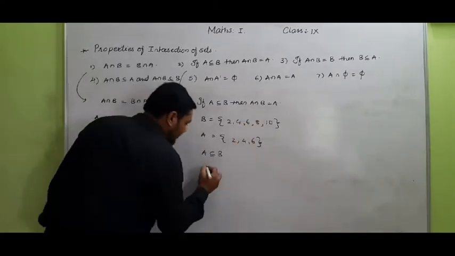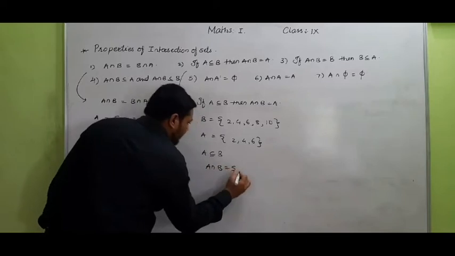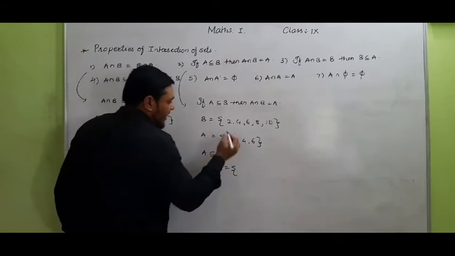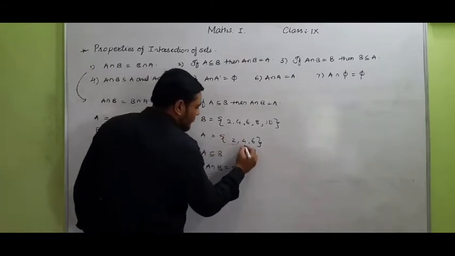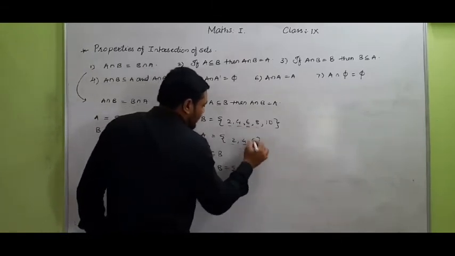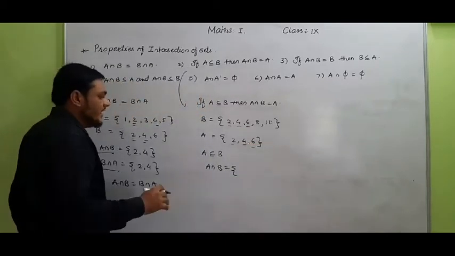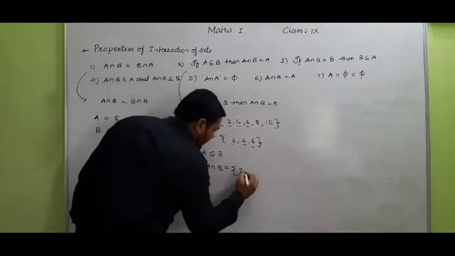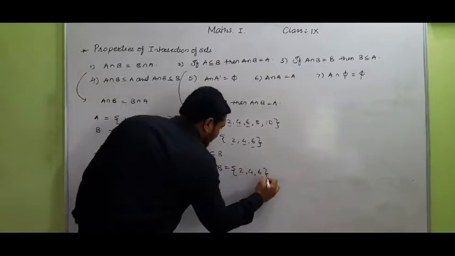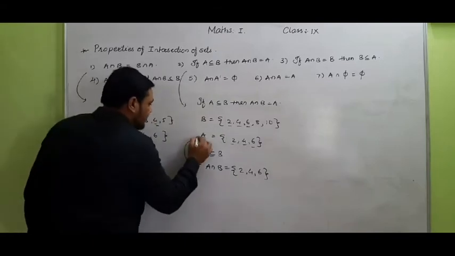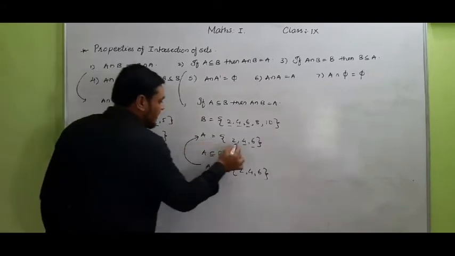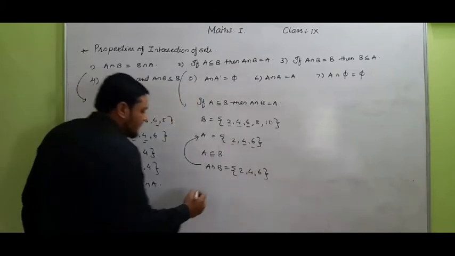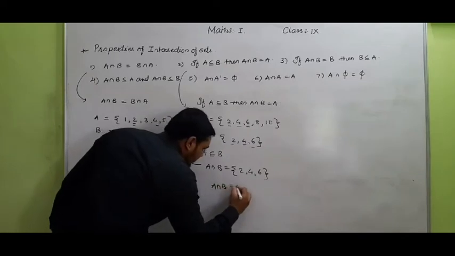Then we will find A intersection B. We take those elements which are common in set A and set B, that is 2, 4 and 6. These elements are common in sets A and B, so we take these common elements in A intersection B. Here the elements will be 2, 4, 6. If you notice, A intersection B is equal to A, because A contains the elements 2, 4, 6 and A intersection B also contains the elements 2, 4, 6. So we can write A intersection B is equal to A.